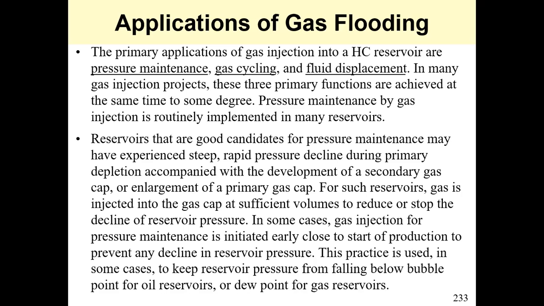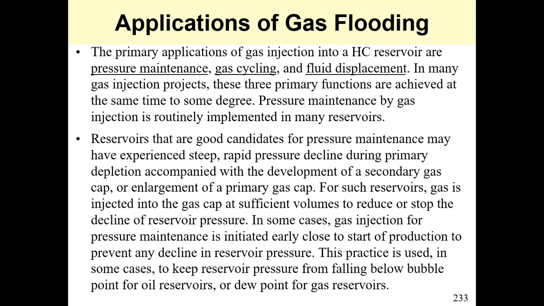These three primary functions are achieved at the same time to some degree. Pressure maintenance by gas injection is routinely implemented in many reservoirs. Reservoirs that are good candidates for pressure maintenance may have experienced steep reservoir pressure decline during primary depletion, which would have been accompanied with development of the secondary gas cap or enlargement of the primary gas cap.